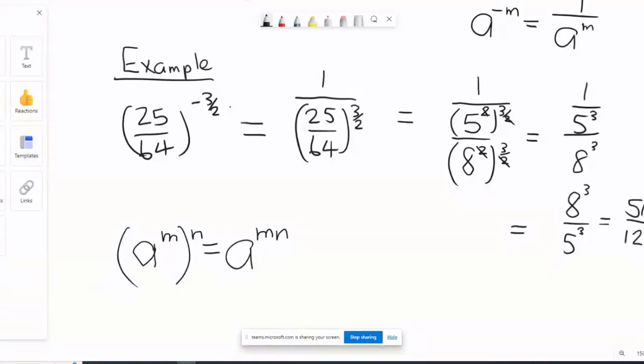25 is 5 squared. There's my a, 5. And my n is outside, 3 over 2. So 2 times 3 over 2, well, the 2 cancels in the numerator and denominator. I'm left with 5 cubed. And the same applies to 8 squared, all to the 3 over 2. The 2's cancel. I'm left with 8 cubed. And then, of course, this is 1 over that, so I have to invert that fraction. Okay? That's all. So in essence, we've applied this, and earlier we applied that. Okay? Are you okay there, Emmanuel?